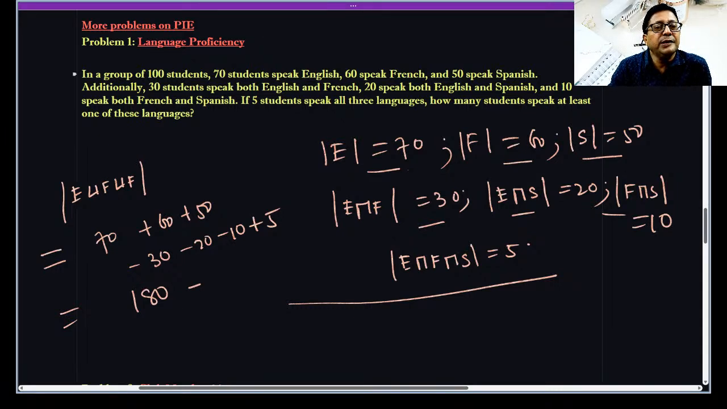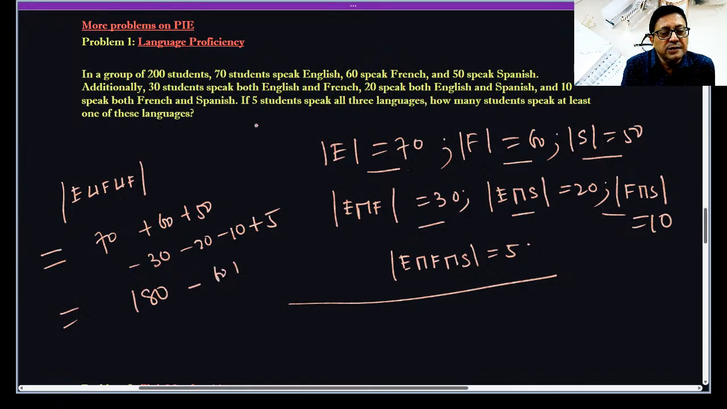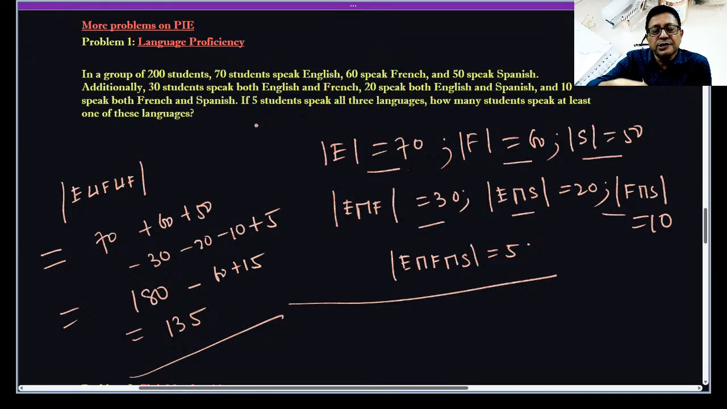this data I am changing a bit because I made a mistake in copying. 200. So 180 minus 135. Okay, the language may be French, English, Spanish, we don't know. Maybe some other language is also there. So if they have asked how many students speak at least one of the languages, this is the answer.